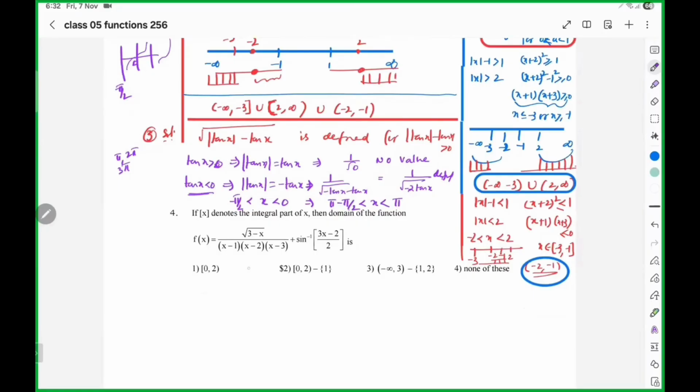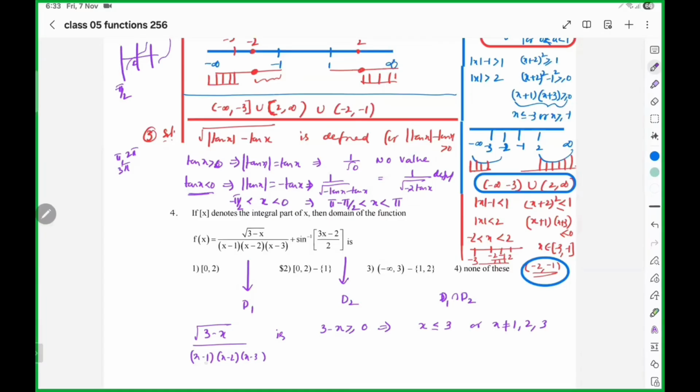Here you have two functions, and you have to find the domain. We find the domain of the first function, then the domain of the second function. The domain of the mixture is the intersection. For the first function, whatever is inside the root should be greater than or equal to 0. x should be less than or equal to 3, but at the same time x should not be 1, 2, 3.